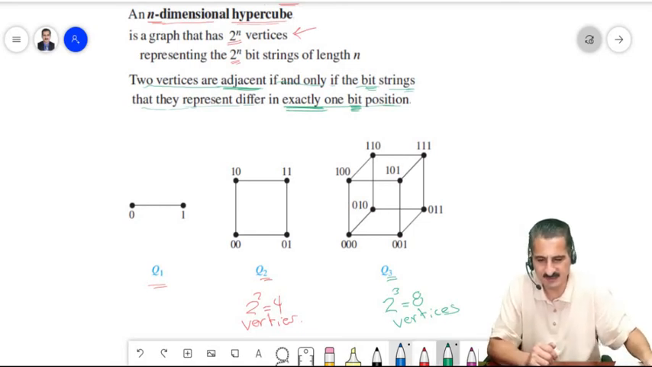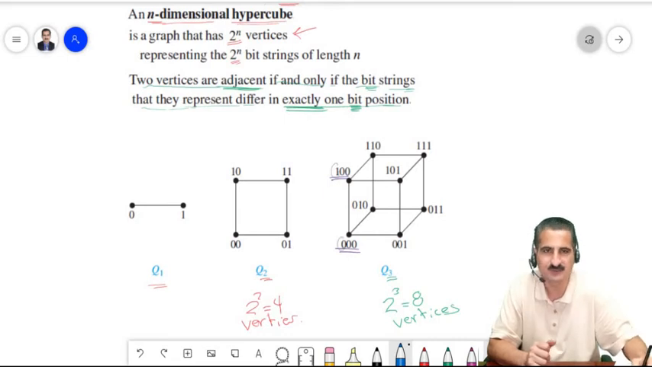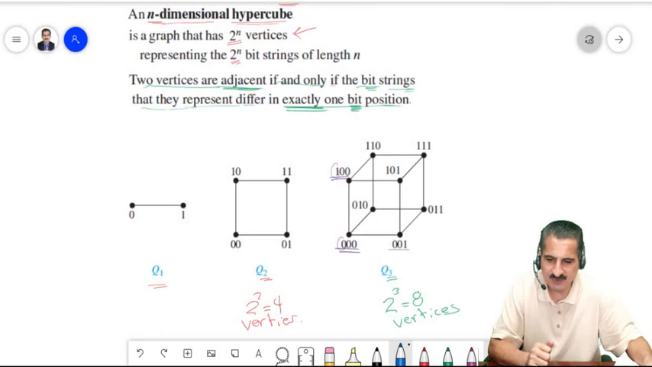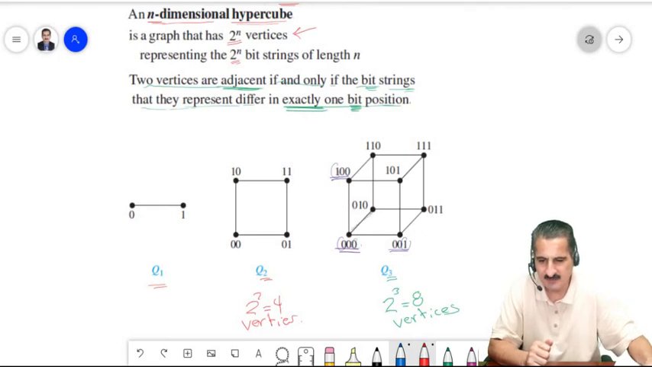For instance, let's see here. This is 0 0 0. It is connected to 1 0 0 because they are different in this position only, the first position. 0 0 0 is connected to this because they are different in one position only. Again, why are this and this connected? They are different in the second position only. Why are this and this connected? Because they differ in one position only, which is the third one. And why are this and this connected? They are different in the second position only. And why are this one and this one connected? Because they are different in the third position only.